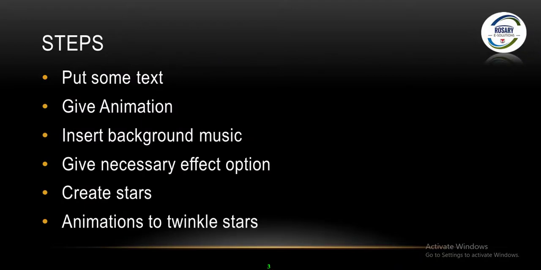How to create this animation? Put some text into your slide and give it animation, and insert background music. Give the necessary effect options to this music. Create some stars and give animation to the twinkle stars. Now we see it in practical.